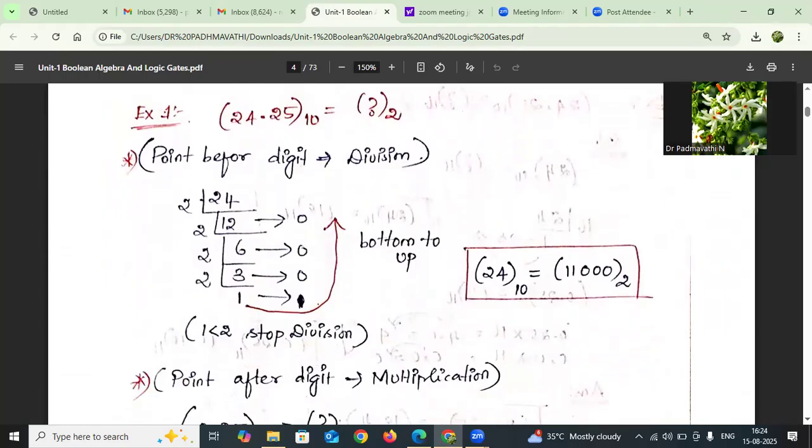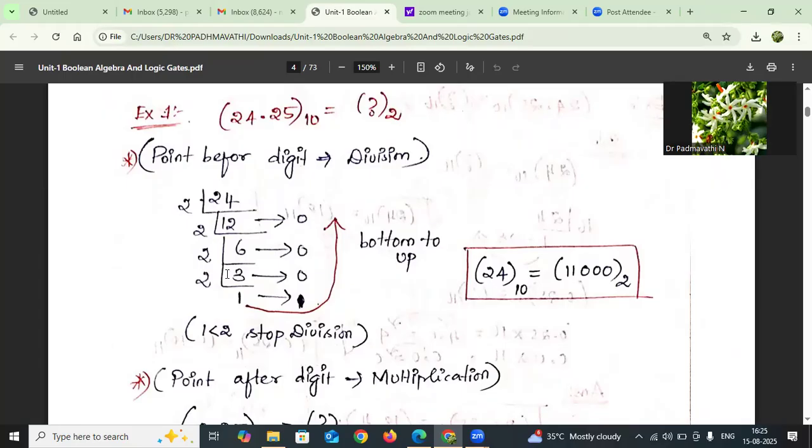See that in that example, your number is 24.25. So here, for the part before the point, we can use the division, but after the point, here we have .25, that is in terms of a fraction, then we can go for the multiplication. So here, for the part before the point, we are using the division.